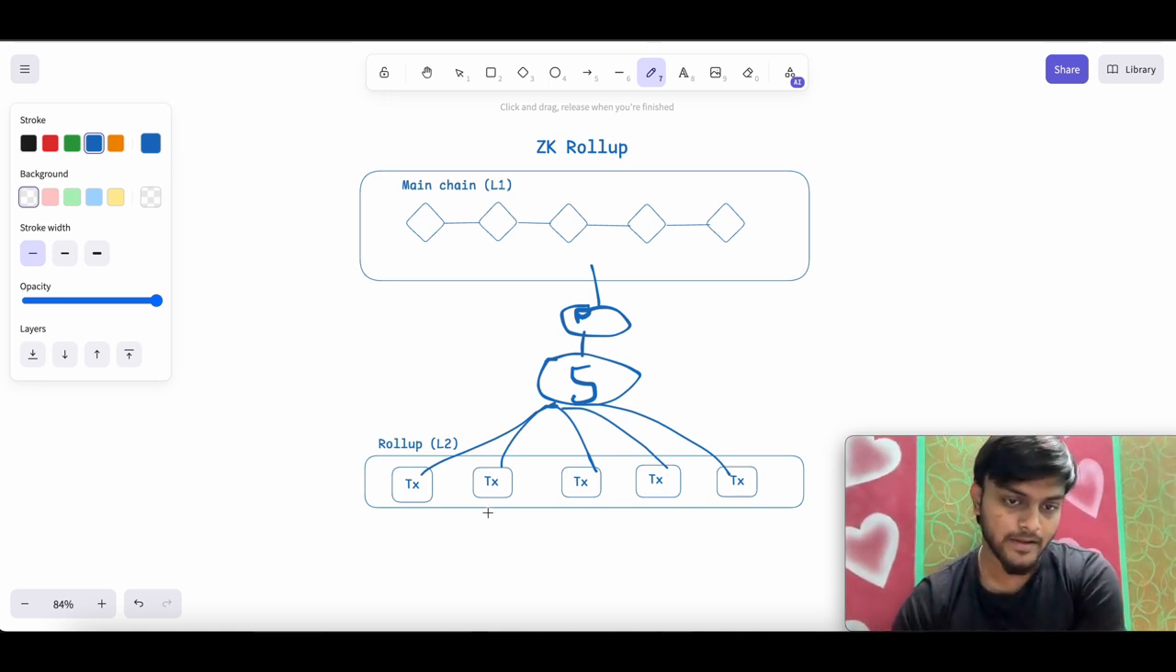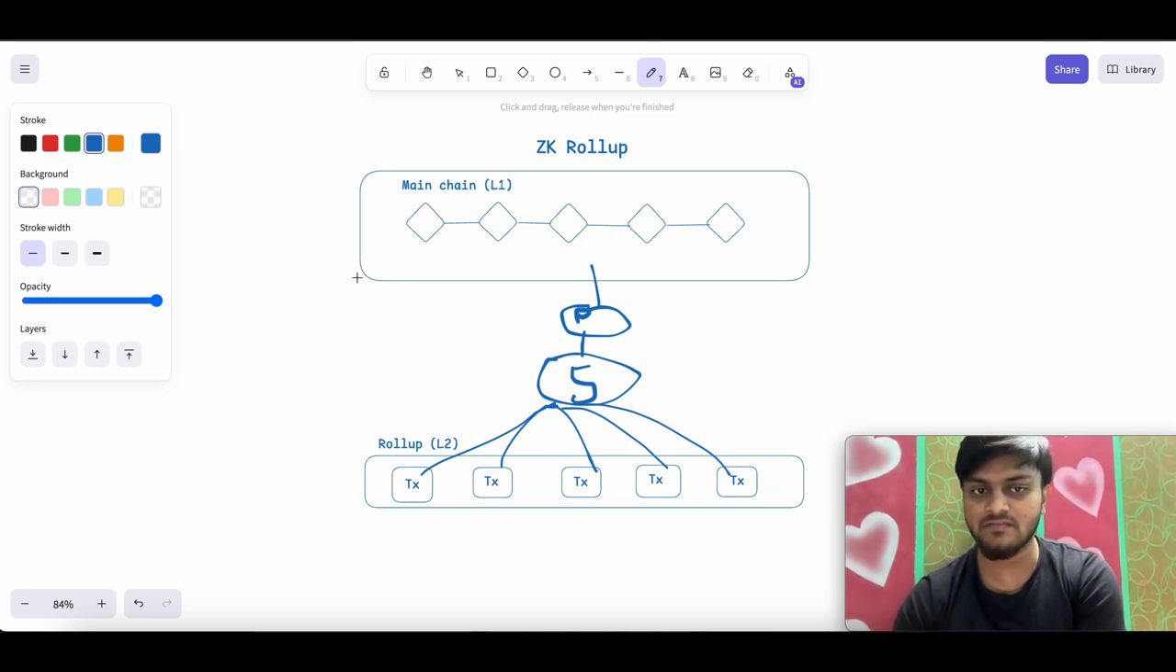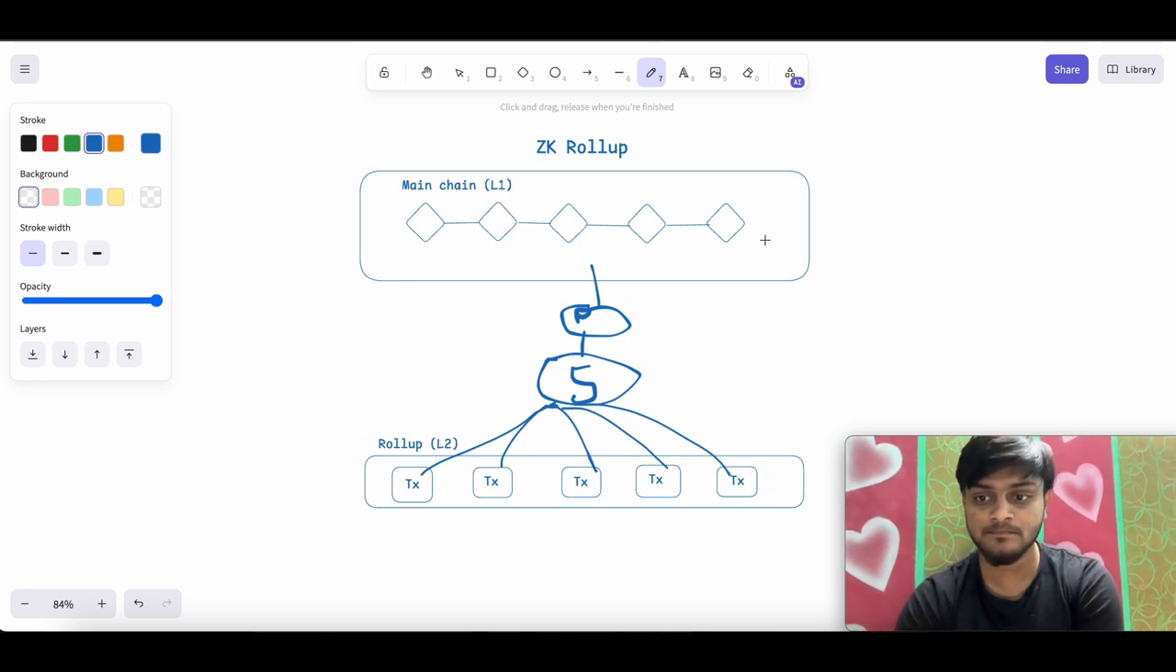Simple. Let me try again. These transactions get bundled in a sequencer, and this bundle is sent to the prover. The prover uses a zero knowledge proof to prove these transactions are valid, and it generates a proof. That proof is sent to the mainnet, and it gets validated. And once it gets validated, this transaction will be added. Simple. That's what it is. It's all simple.